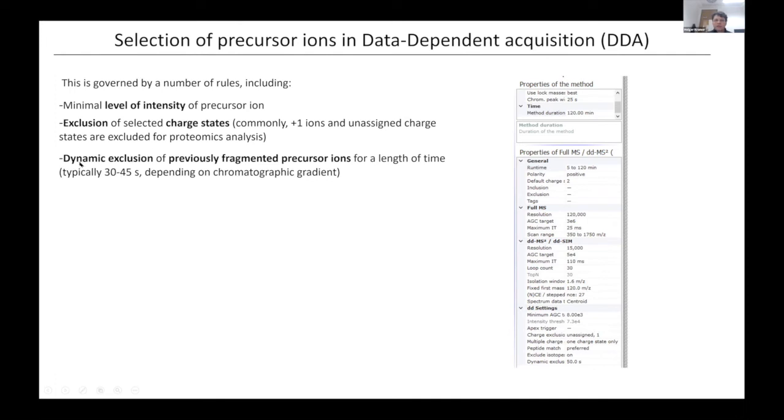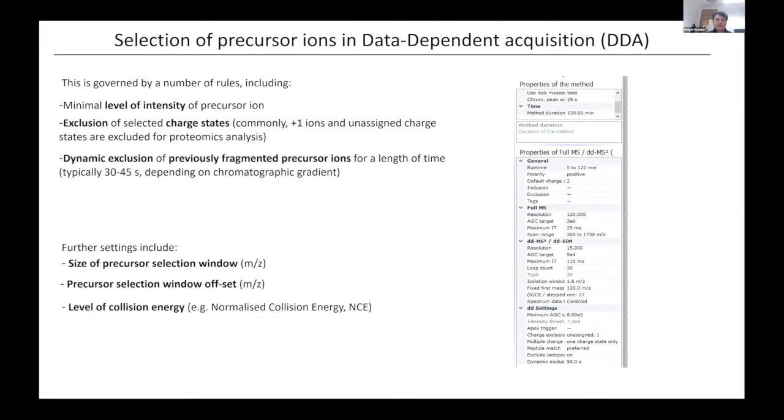Then we can perform dynamic exclusion, where we try to avoid selecting the same peptides over and over again. If you have a very abundant peptide, the instrument might be tempted to just keep going back to that same peak, to that same signal. So here we have a setting where we say, once it has been fragmented, it needs to be excluded from fragmentation for a certain length of time. Further settings include the width of that precursor selection window, potentially an offset to that window as well, and the level of collision energy to fragment these peptides. All of these settings can be changed and adjusted.